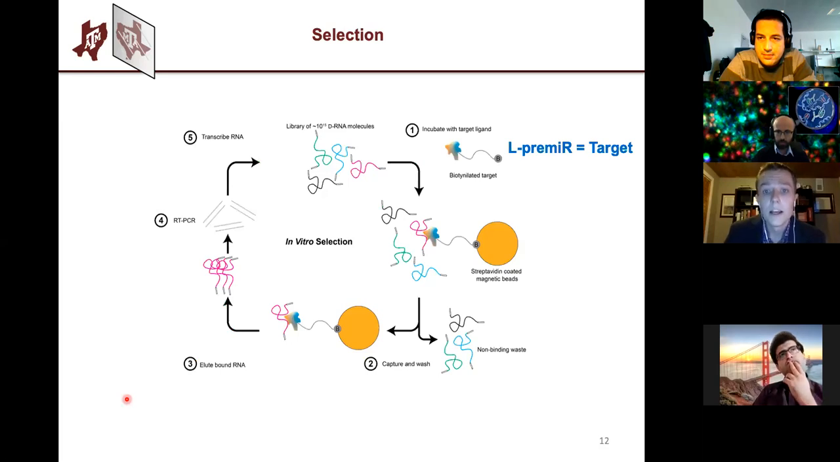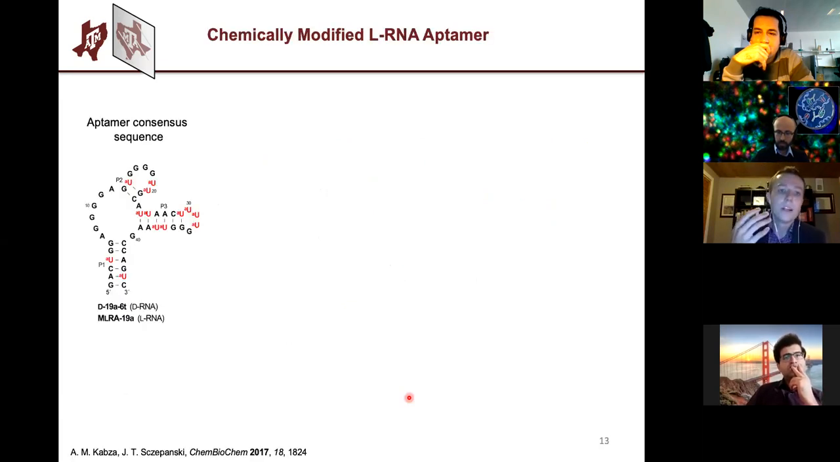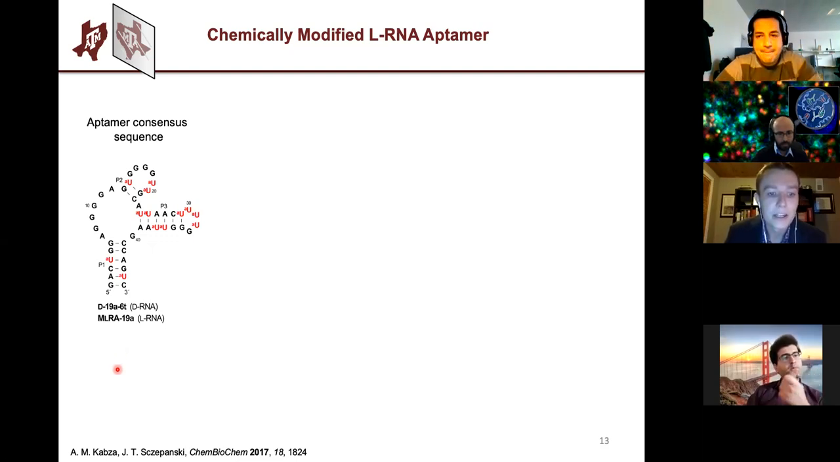All right, so I just wanted to show again our selection scheme, except now I'm showing you that this target here that I was talking about, we made this an L precursor microRNA. And so again, we do this whole series of steps and repeat it numerous times and get an aptamer. So this is the sequence of our aptamer. And also, before I continue, any sequences drawn in black are D oligonucleotides by convention for us. L is blue. So that's just so that you can keep track a little bit better.